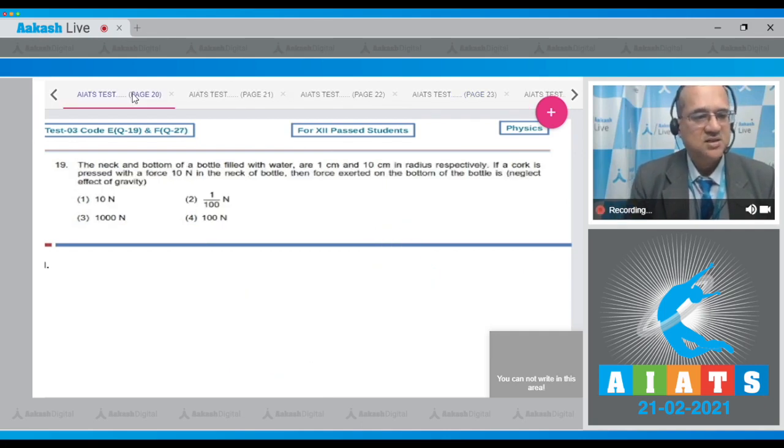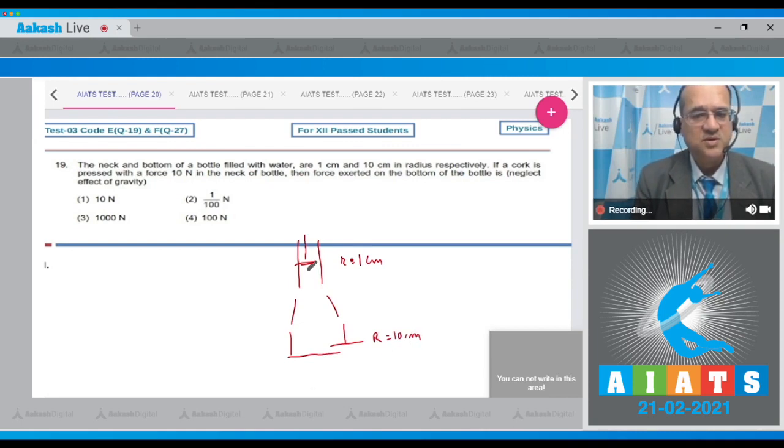Question number 19: the neck and the bottom of a bottle filled with water are 1 centimeter and 10 centimeter in radius respectively. If a cork is pressed with a force of 10 Newton in the neck of the bottle, then the force exerted on the bottom of the bottle is, ignore gravity, it says. This is like this. The top is the bottle and this is the bottom. So this was connected like this. Now what it is saying is that this has the radius of 1 centimeter and the bottom has the radius of 10 centimeter.